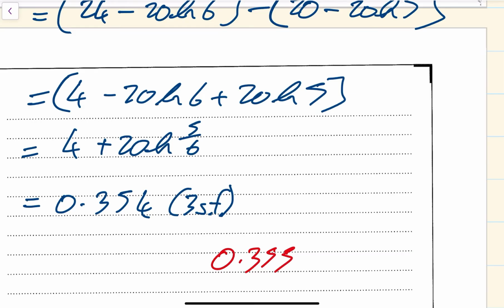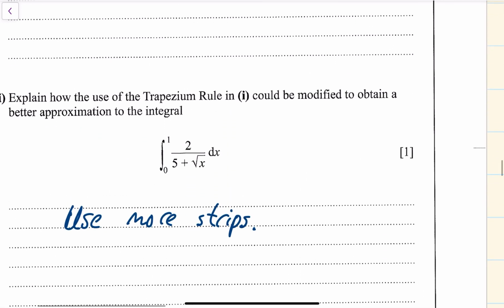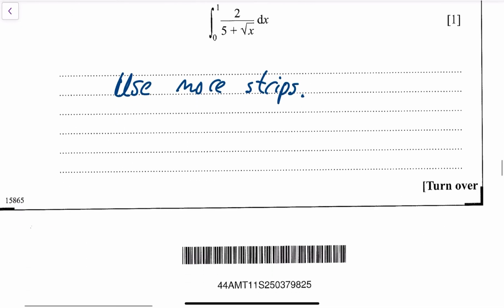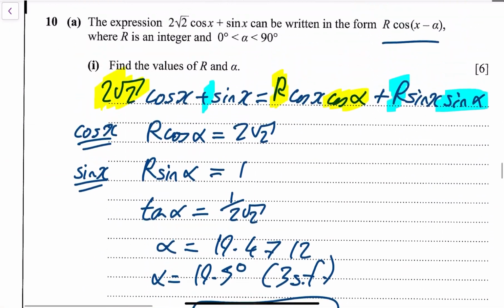I think our answer to the last part was 0.355. So you can see our trapezium rule was pretty darn good. Okay, now the last bit says, as good as it was, they didn't think it was good enough. It says, explain how the use of the trapezium rule in part 1 could be modified to obtain a better approximation. Use more strips, I would say. I think more strips is the only way to do it, so that would be a better approximation to the curve.